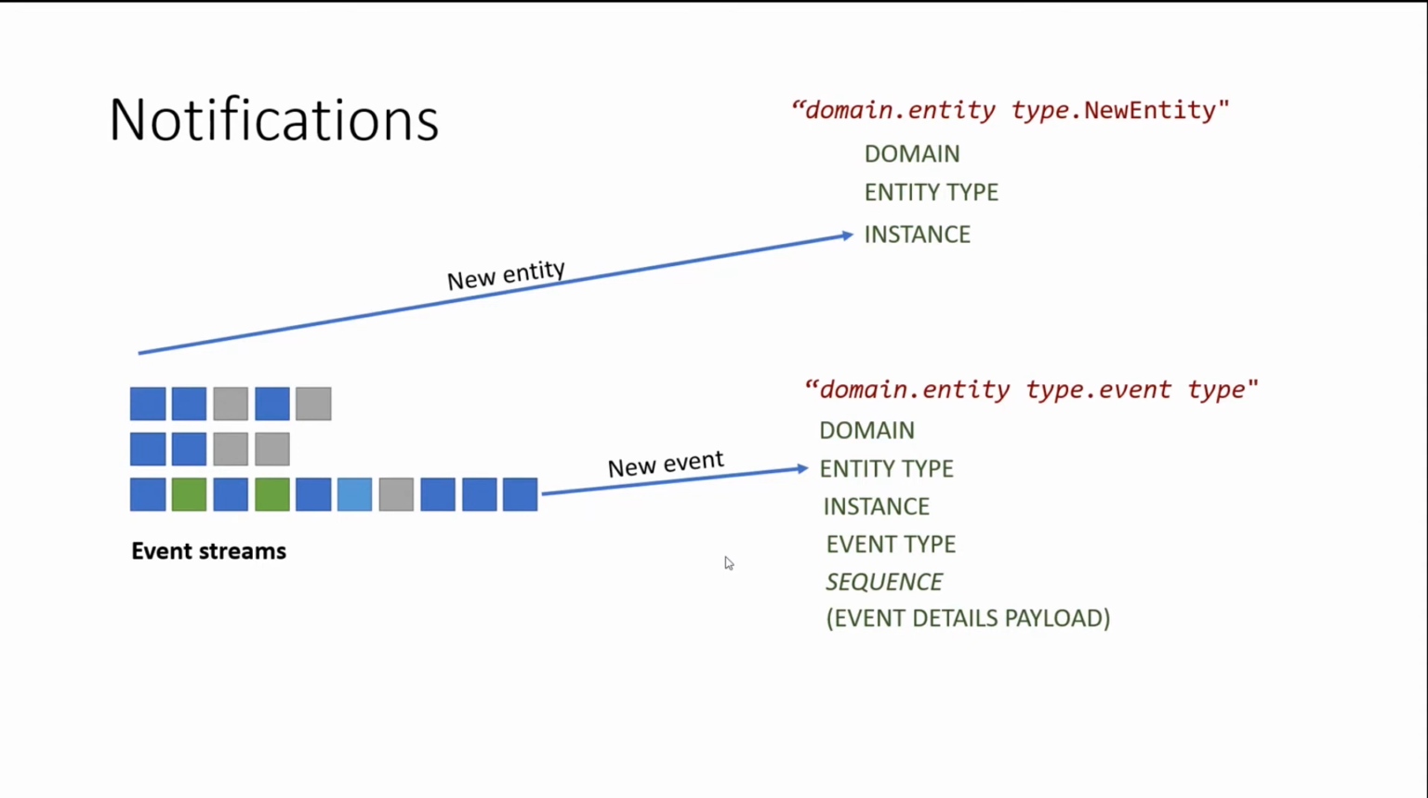So we also have notifications, and basically notifications happen whenever anything happens to an event stream. So when a new event stream is created, so for example, our new bank account there, we would get a notification for a new entity, and it has domain, instance, entity type, and instance. And then when something is appended onto the end of an event stream, so a new event occurs to an entity, we get a notification for domain, entity type, instance, and also what happened, the sequence number of the event stream, and in addition to that, the sort of payload of the event.